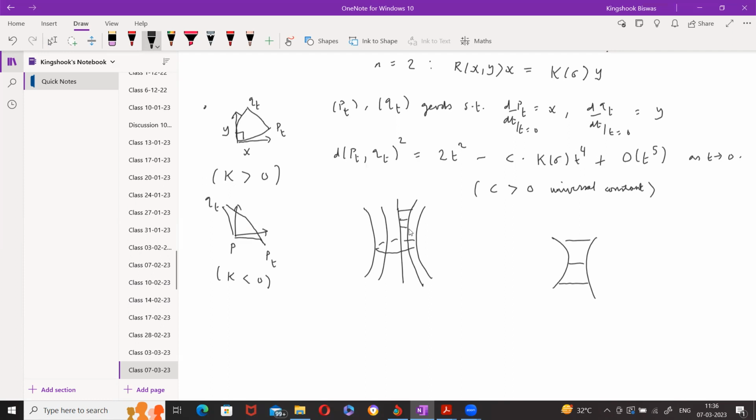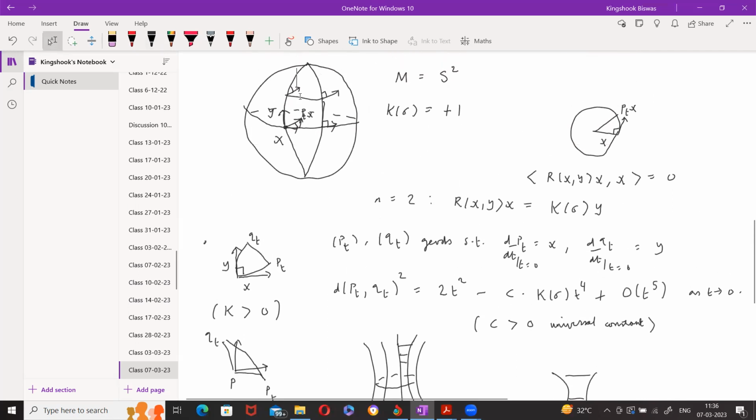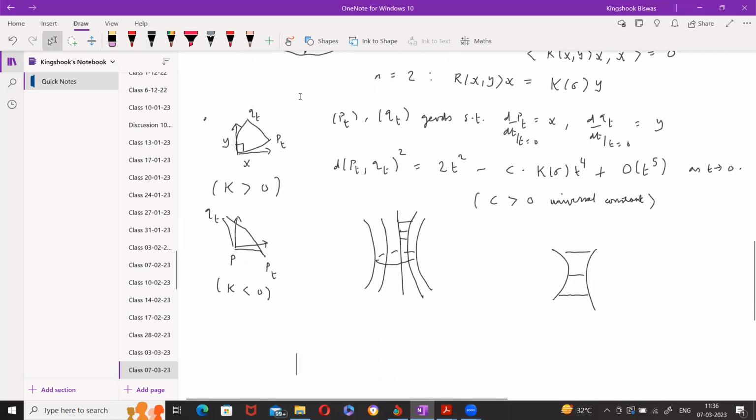Whereas in positive curvature, the distance function will be concave. So when the distance function is convex, in the middle, the two geodesics will come close to each other. Whereas when it's concave, in the middle, they'll be far apart. So this is negative curvature. This is positive curvature.